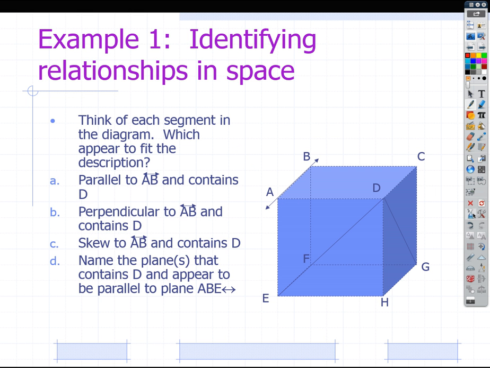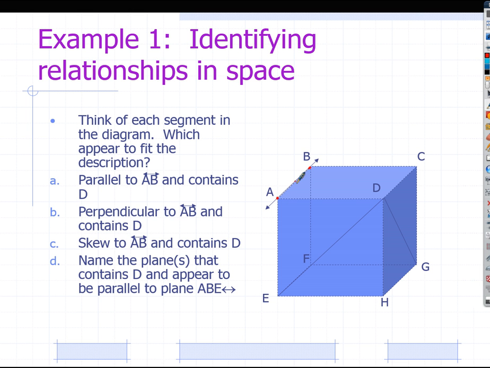Planes. We want to name the plane or planes that contain D and appear to be parallel to plane ABE. Well, let's remind ourselves about how we label planes. How many points does it take to define a line? 2. 2 points define a unique line that's unlike any other line, right? 3 points define a unique plane. But we have to be careful about the 3 points that we choose. What if we choose, for example, points A and B, and I'm going to choose another point on that edge, and I'm just going to call it X, how about?